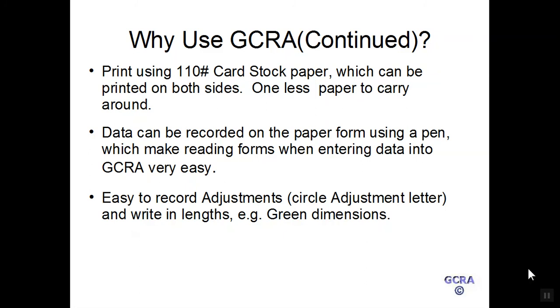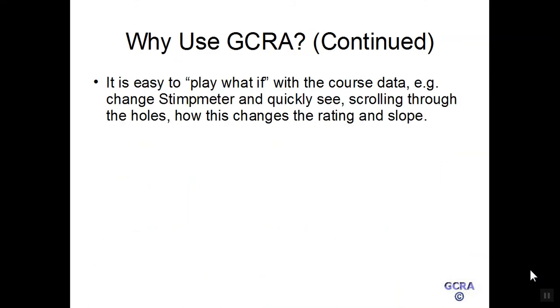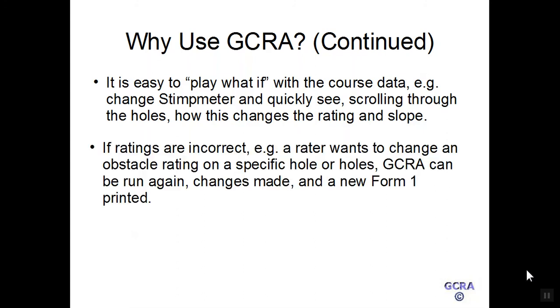It's easy to record adjustments because you just circle them, the letters that is, and write in the lengths, for example, green dimension. GCRA can, after all tee data has been entered, estimate what the rating and the slope for that rated tee box will be. It's also very easy to play what-if games with the course data. For example, you can change the stimp meter and quickly see, scrolling through the holes again, how this changes the rating and slope. By the way, once you enter the stimp meter, it automatically enters the value that is going to be used for green surface.